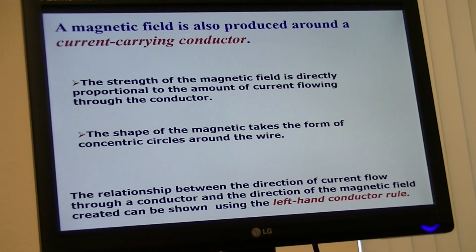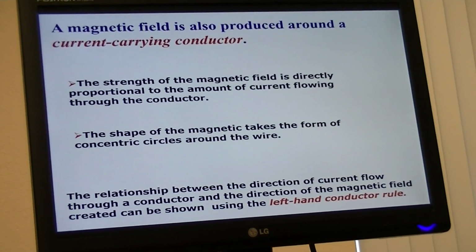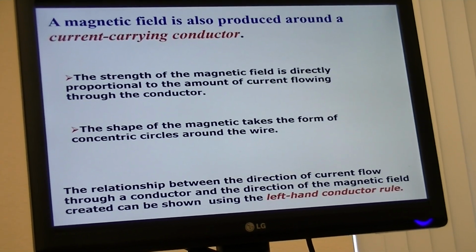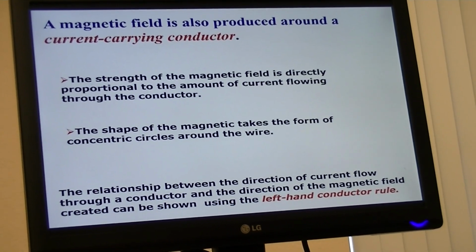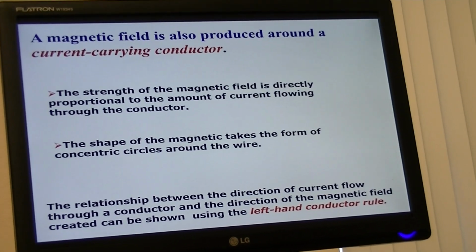The shape of the magnetic field takes the form of concentric circles around the wire. The relationship between the direction of current flow through the conductor and the direction of the magnetic field it creates can be shown using the left-hand conductor rule. Know that it exists. I'm not going to be testing on it, because you and I have both sat there and played with it and you understand how we use it. You know, by the time you figure it out, well, it doesn't matter.